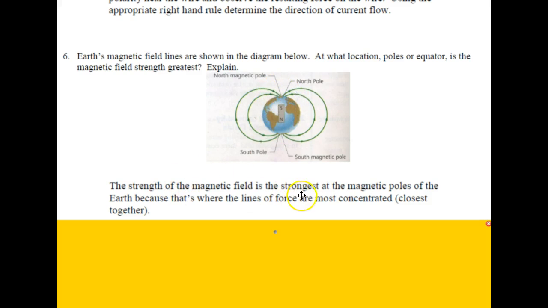Okay, so the strength of the magnetic field is strongest at the magnetic poles of the Earth because that's where the lines of force are most concentrated, closest together. This is true of any field. It's true back when we studied electric fields. Electric fields are strongest where the electric field lines are closest together. Well, magnetic fields are going to be strongest where magnetic field lines are closest together.